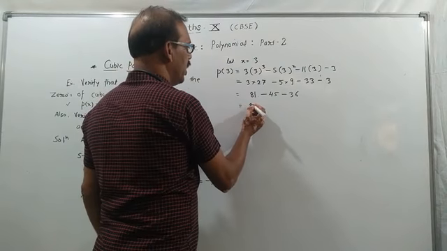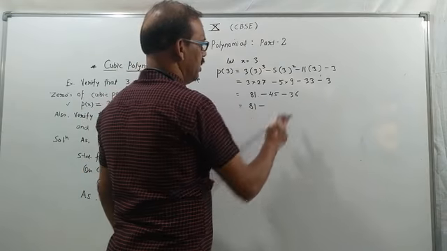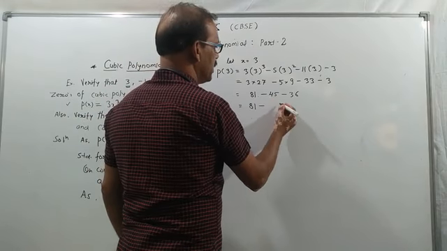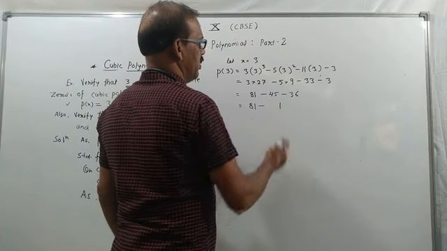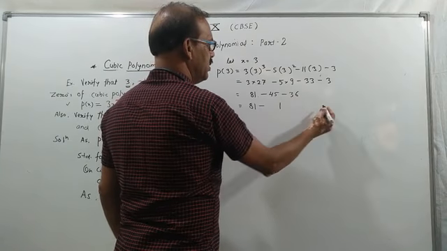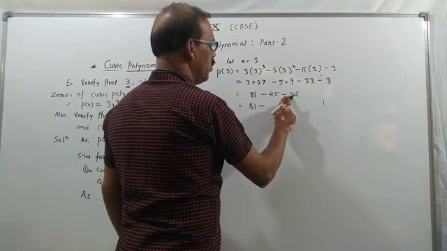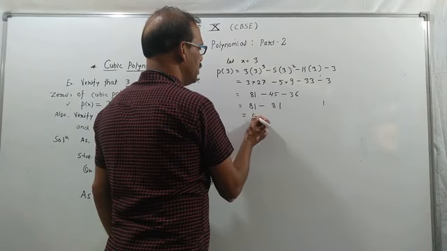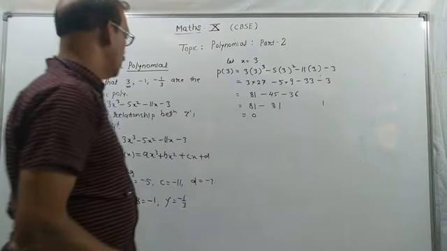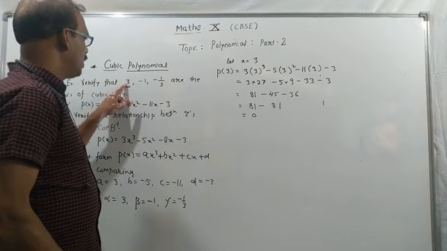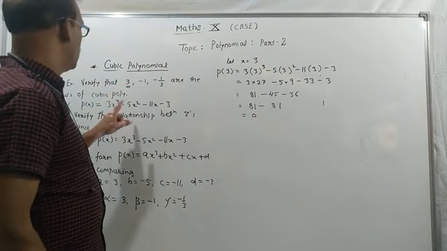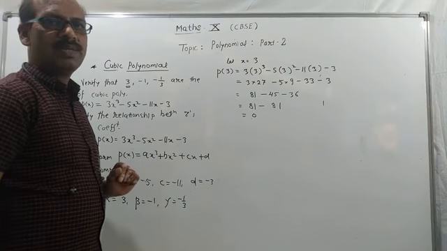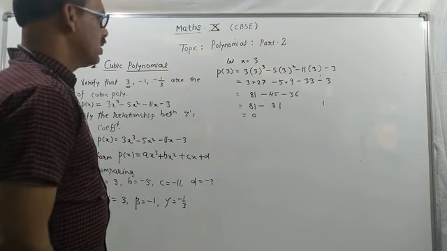So it is equal to 81 minus 45 minus 33 minus 3. Adding the negatives gives 81 minus 81, and the answer is 0. Therefore, this 3 is said to be a zero of the given polynomial.